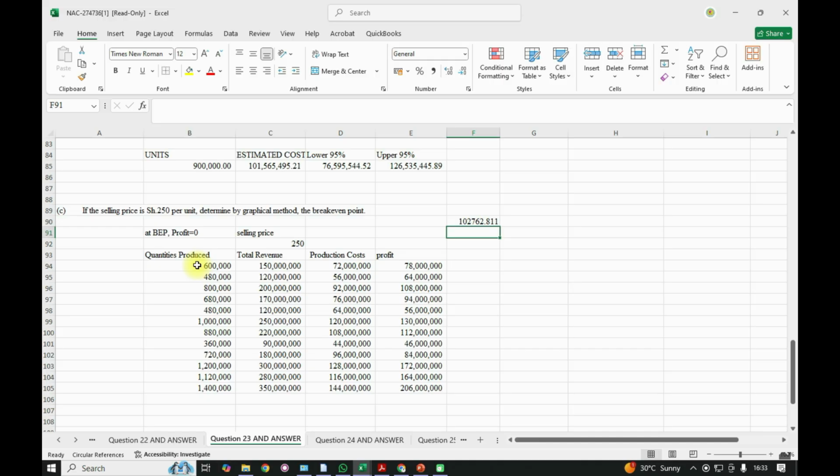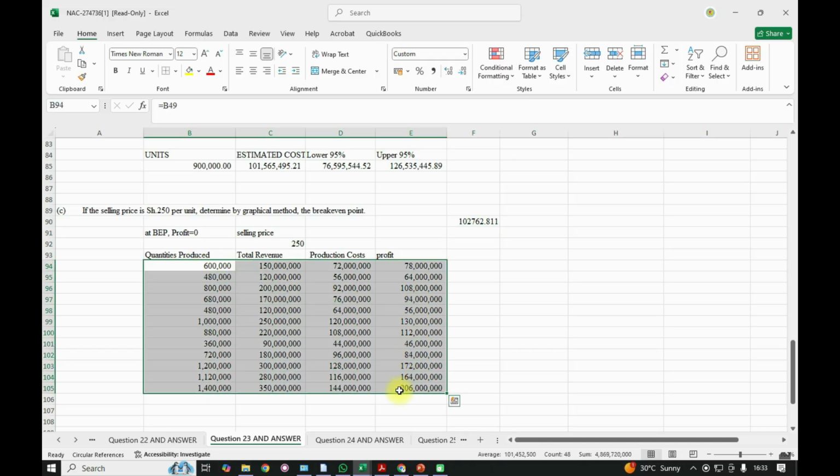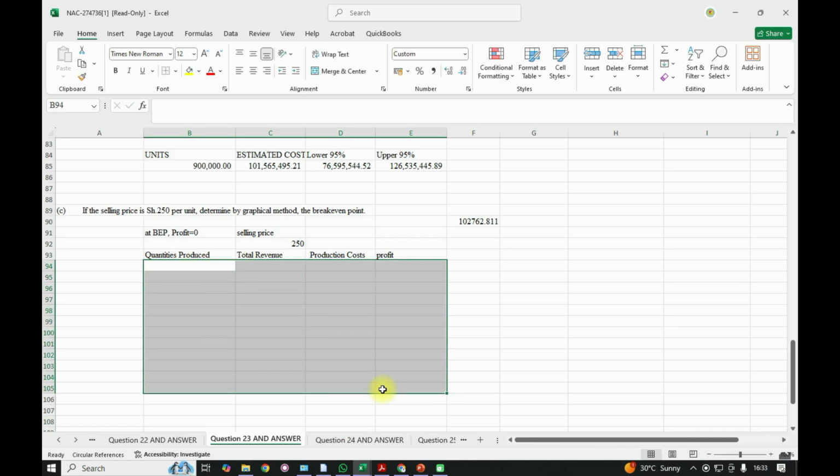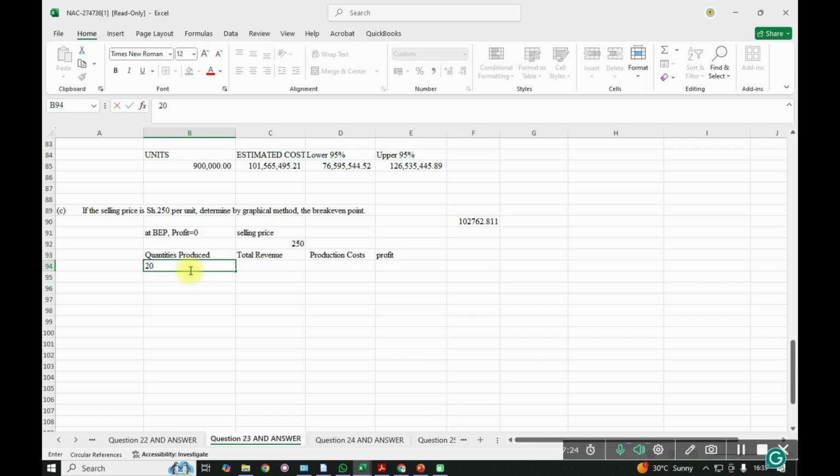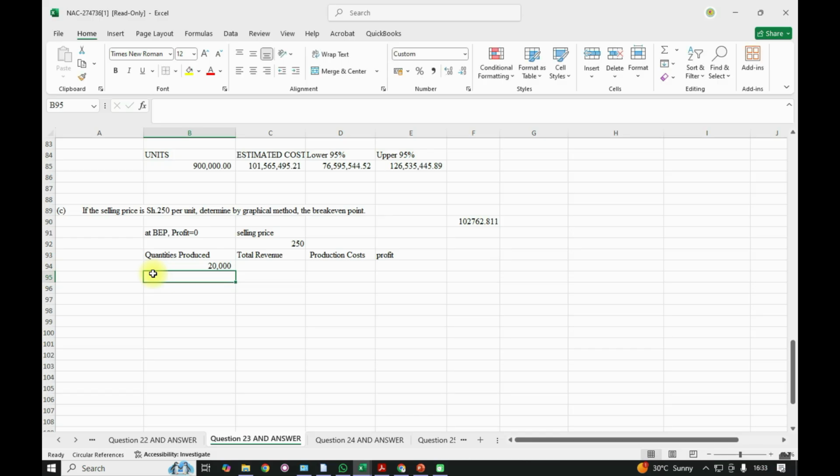I will not use this, but I will estimate in this case, because what we need is just to use the graph, graphical, to determine the break-even point. Therefore I'll estimate my units. What if we have 20,000? I will use the range of 20, then 40, and I will go up to maybe 200,000, that way.